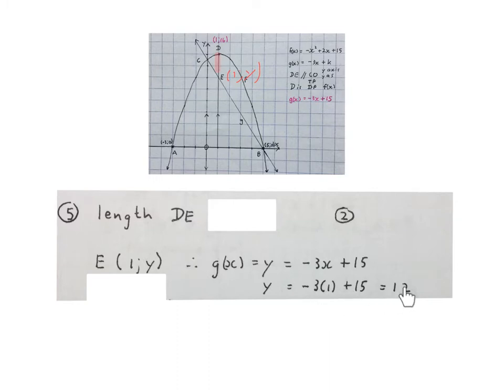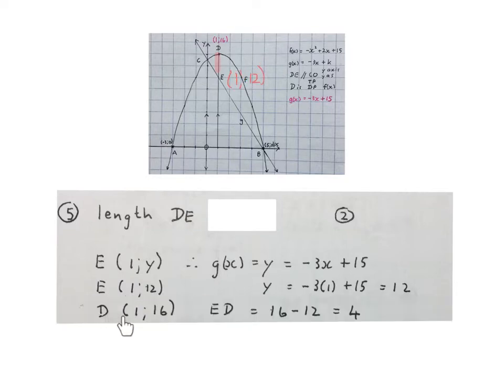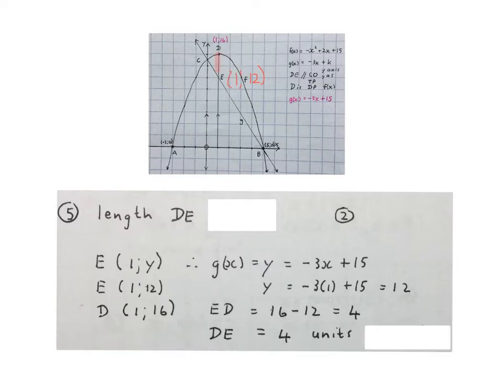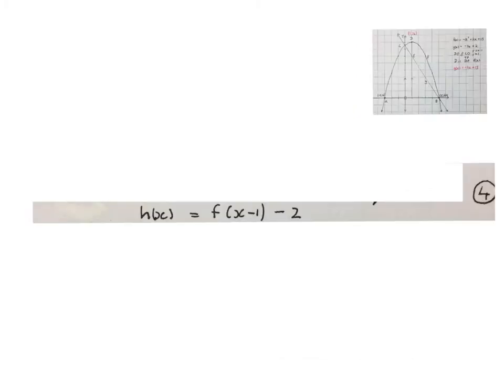-3 plus 15 is 12. The coordinate of E is then (1, 12). D is (1, 16). So the length of ED, or DE, is 16 minus 12, which is 4 units. The difference in y from there to 12. And you just write DE equals 4 units.